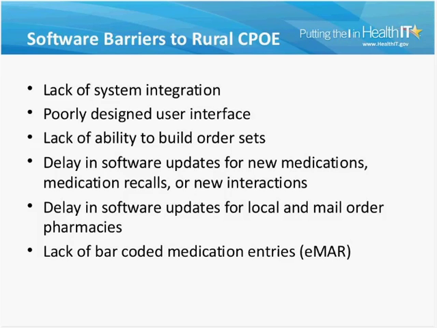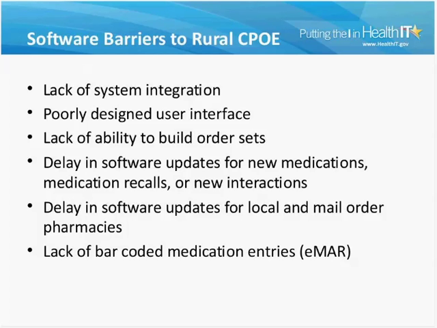As far as software barriers to rural and critical access hospitals, there can be lack of system integration, poorly designed user interfaces, and the lack of ability to build order sets. Some CPOE systems are marginal, and they may have been chosen because they were part of an existing software package, and so it may result in an extensive expense related to a lot of software modifications, or now you have high expenses related to poorly designed user interfaces or lack of system integration.